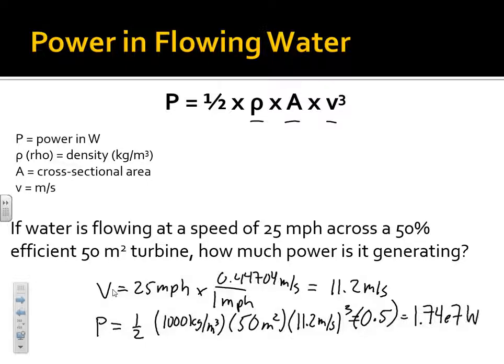Remember, this is going to be in watts, so we can convert that to 17.4 times 10 to the 6th watts, which is 17.4 megawatts. And there, dear friends, is your answer. Given all these specs, it's going to be 17.4 megawatts of power. Again, this assumes a 50% efficient turbine. Okay, and that's it for this lesson.